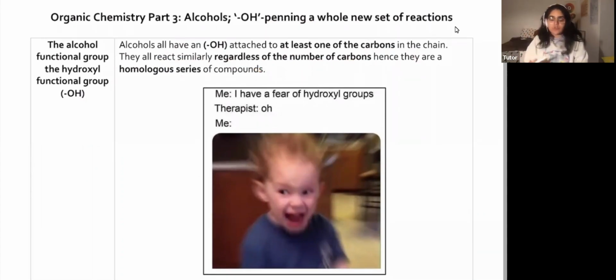So I've mentioned this concept before of a homologous compound series. It just means that in this set of compounds, regardless of how long the chain becomes, once we have this OH group, they all will react similarly to a certain extent.